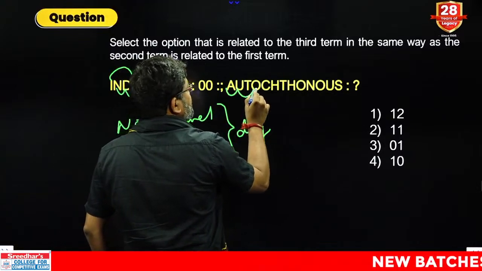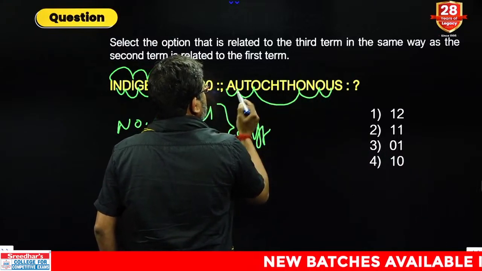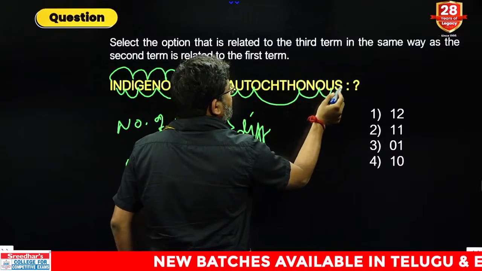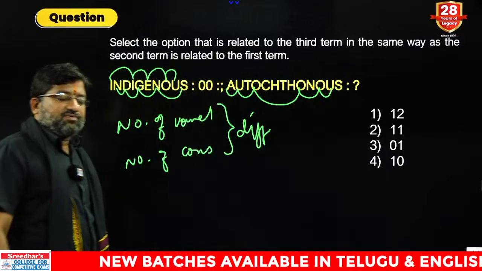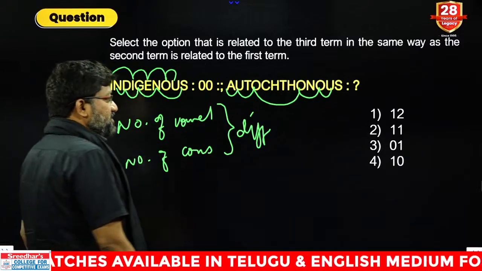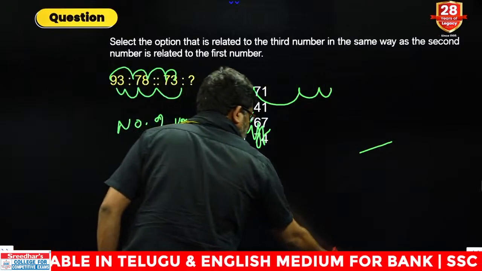Vowels 1 2 3 4 5 and 6. Total number of letters 1 2 3 4 5 6 7 8 9 10 11 12 13. Out of 13 you have 6 vowels. The remaining 7 have to be consonants. 6 and 7, the difference is 1. Option 3 is my answer. I'm going for the next one.